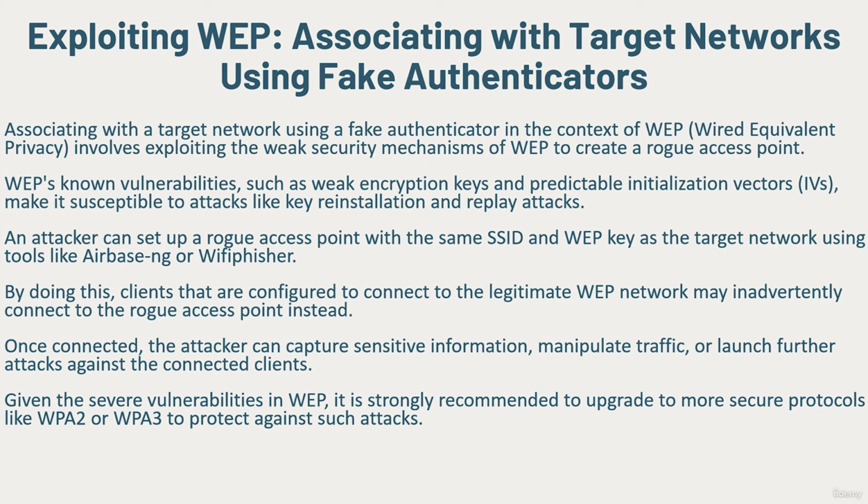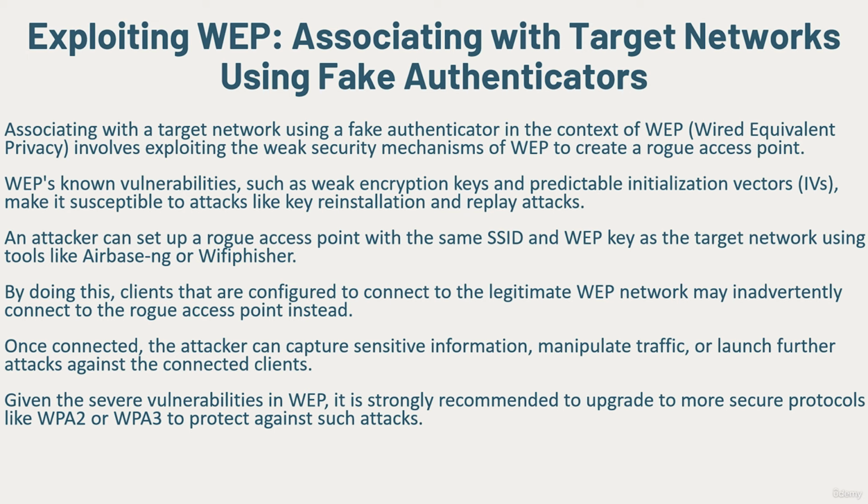WEP's known vulnerabilities such as weak encryption keys and predictable initialization vectors (IVs) make it susceptible to attacks like deauthentication and replay attacks. An attacker can set up a rogue access point with the same SSID and WEP key as the target network using tools like Airbase-ng or Wi-Fi Fisher. By doing this, clients that are configured to connect to the legitimate WEP network may connect to the rogue access point instead. So once connected, the attacker can capture sensitive information, manipulate traffic, or launch further attacks against the connected clients.